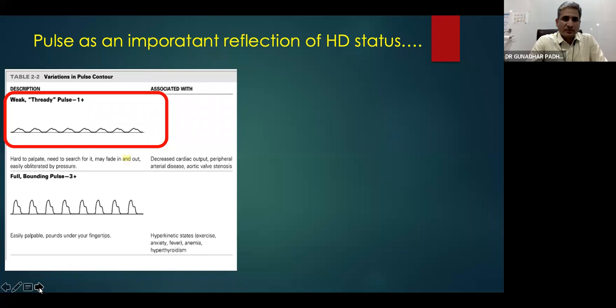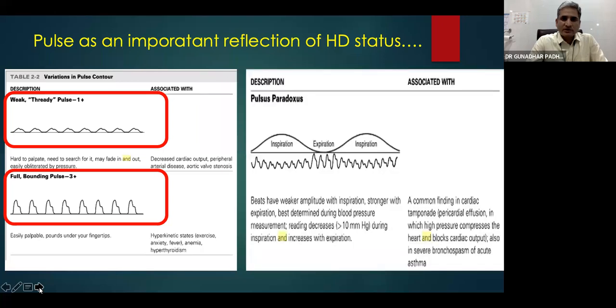One has to be really careful to palpate such kind of pulse, because sometimes these pulses may not be noticeable properly. The full bounding pulse, in contrast, shows that it is the earliest sign of shock, where it's a sign of hypercirculatory state, like patient in early sepsis, patients who are doing exercise, anxiety, patient with fever, anemia, hyperthyroidism. These pulses can feel bounding to your finger, and these are the pulses which can be easily appreciated.